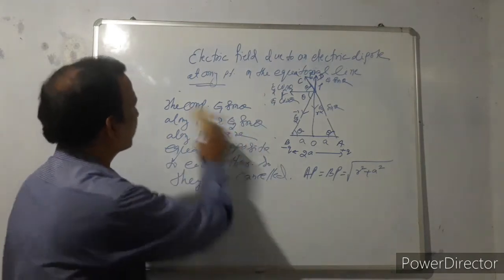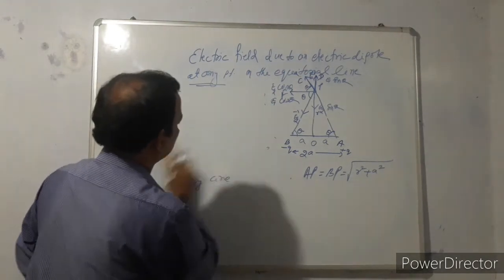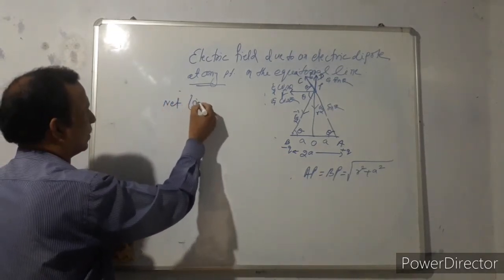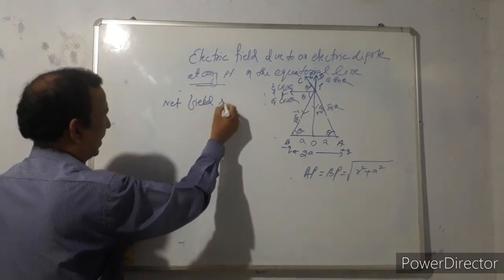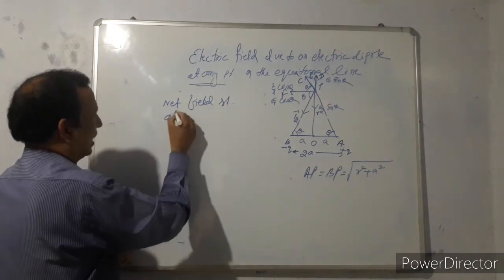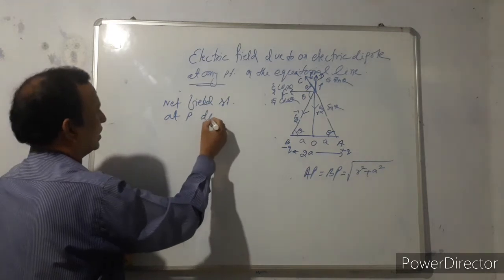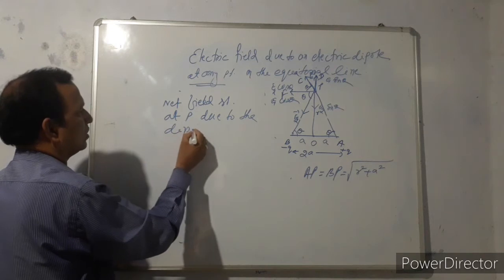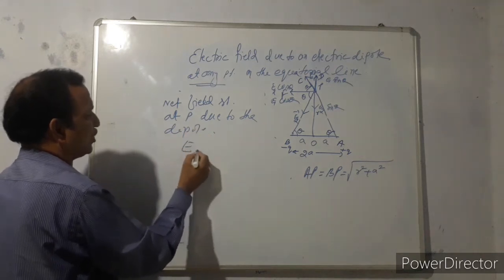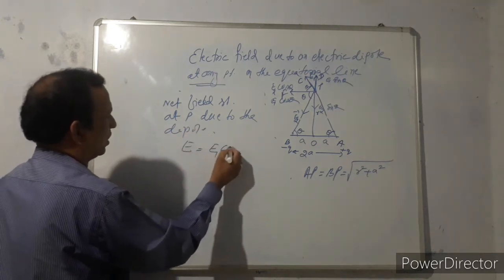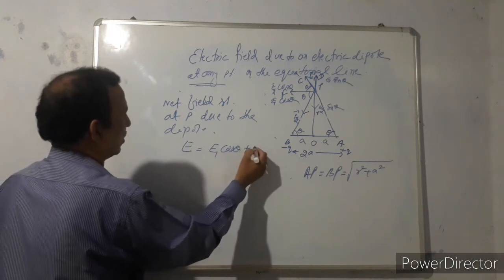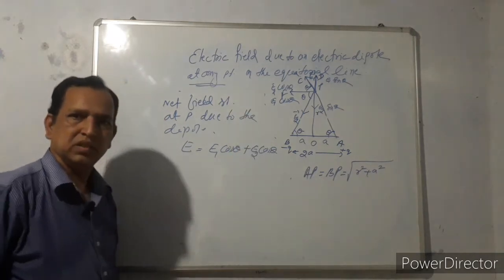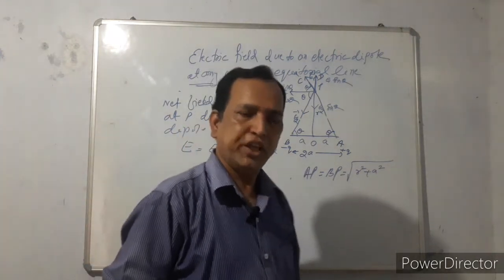Clear? So what is the net field strength at P due to the dipole? E is equal to E1 cos theta plus E2 cos theta.